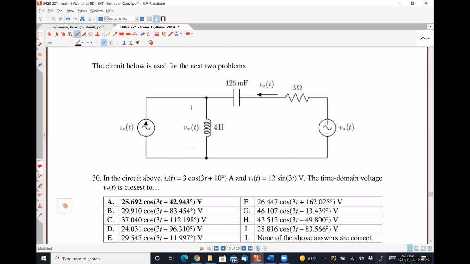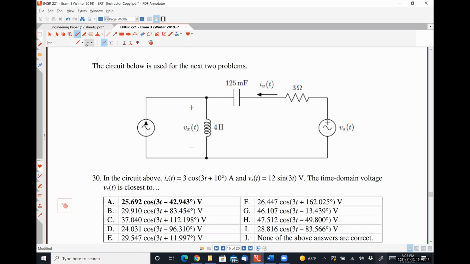The first thing that we would want to do with a circuit like this would be to take it out of the time domain and put it into the frequency domain. So the first thing I'm going to do is replace this current source IS of t with its phasor equivalent.